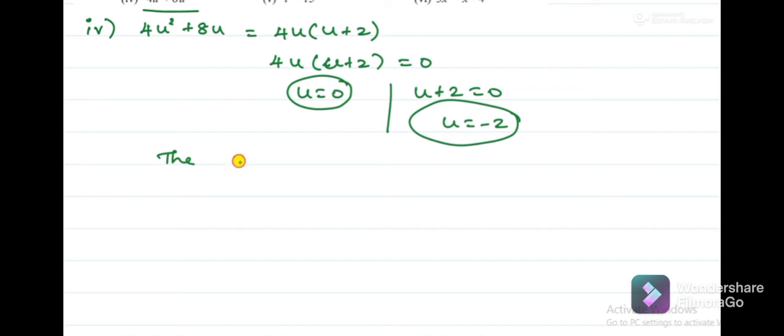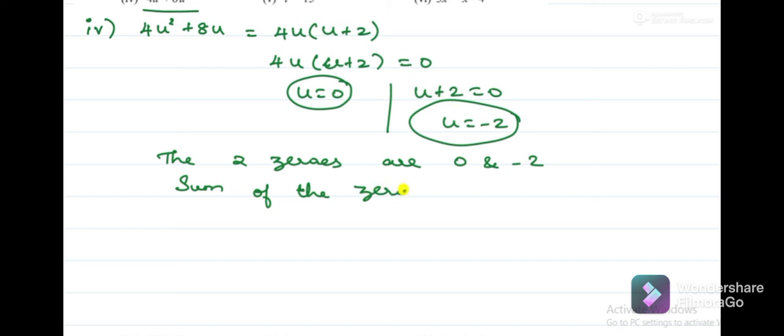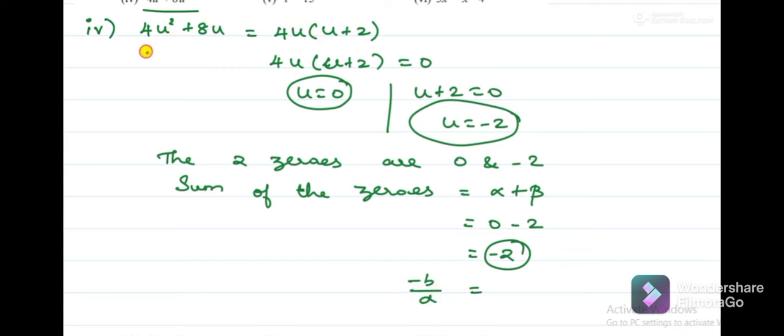After calculating the two zeros, let us find out the verification. Sum of the zeros is equal to alpha plus beta, 0 plus minus 2, it's minus 2. Minus b by a is equal to, from the given equation, it is like ax squared plus bx plus c. There is no c term, so c value we will consider as 0. Minus b by a, it's minus 8 by 4, it's minus 2.